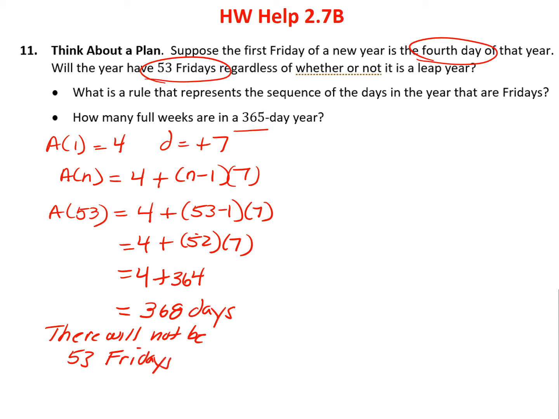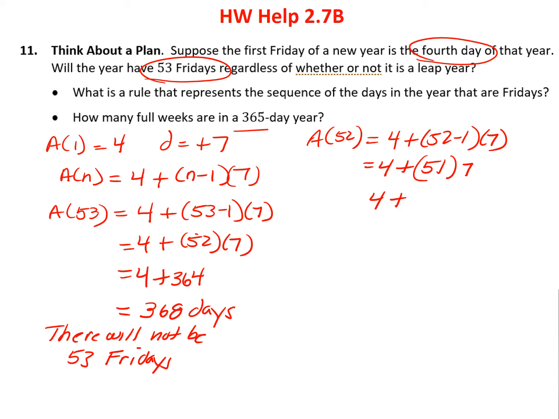Because after full weeks there, you'd end up with 368. There's only 365 days. On the other hand, if we were to check 52, if I just go 52 weeks, as I said, could there be 52 Fridays? Notice here we have 4 plus 52 minus 1 times 7. So we have 4 plus 51 times 7. So we have 4 plus 357.